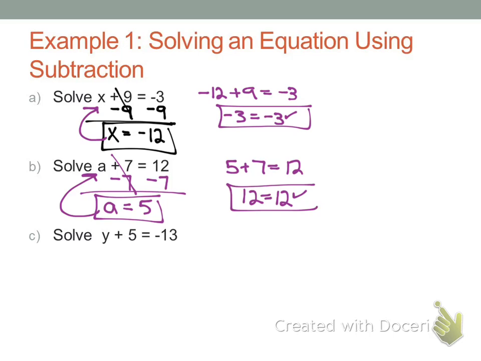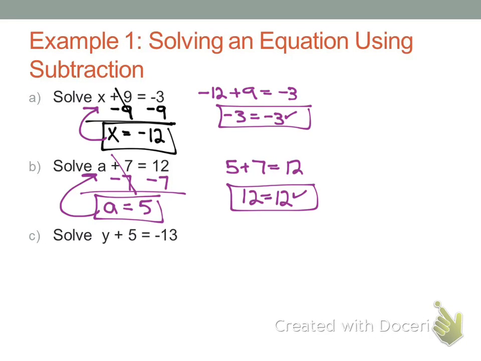On your homework tonight, it's going to ask you to check your solution. That's what we're doing right here. That's checking your solution. So you're going to box your answer, and you're going to box your checked answer, showing that both sides equal each other. All right, now I want you to try C on your own, and then we'll go over it.